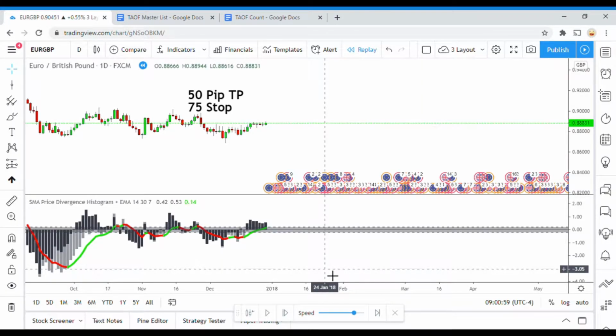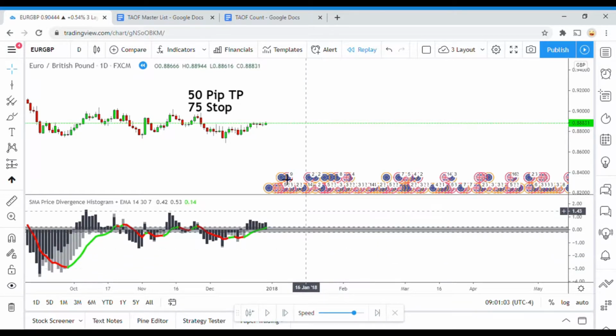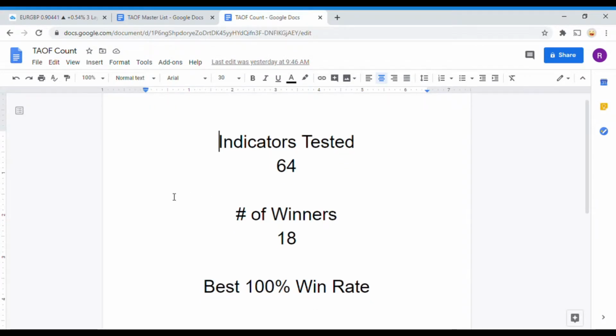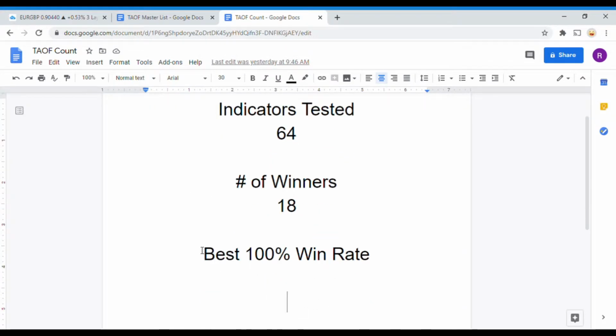Alright, as I said, today we will be testing the SMA price divergence histogram. But before we do, I wanted to put the indicator scoreboard up for everyone to see. So to date, we have tested 64 indicators. And out of those 64 indicators, 18 of them have been winners, which means that they have met or exceeded the 60% win-loss ratio threshold that we have set for them. The best one so far was able to achieve a 100% win rate.